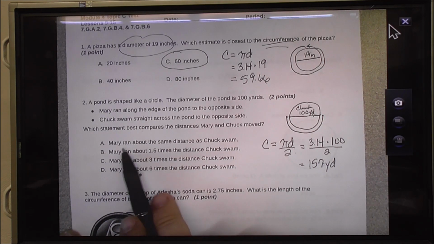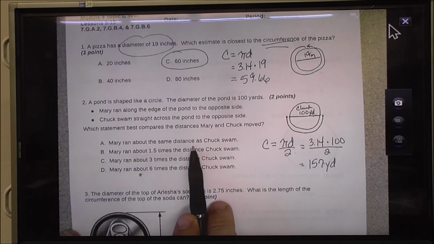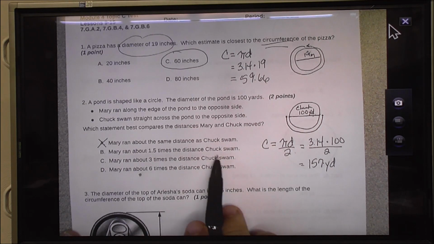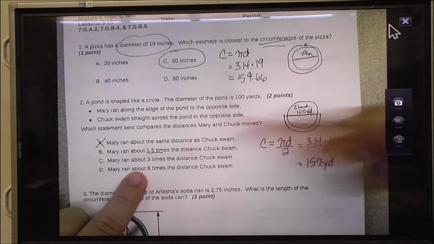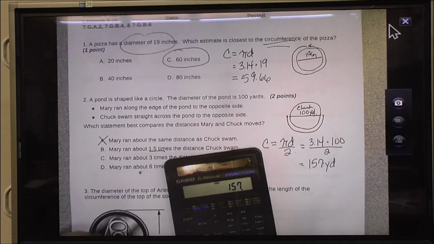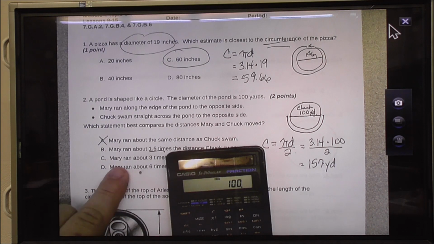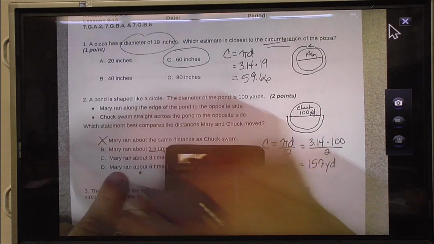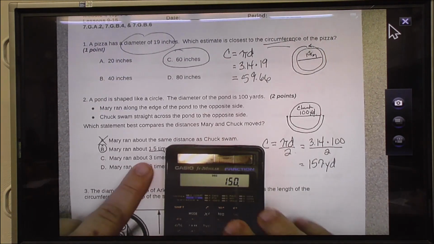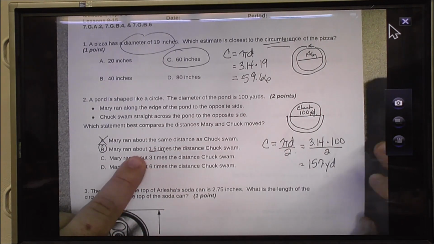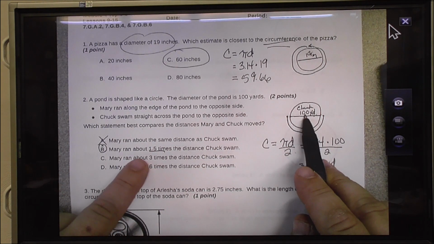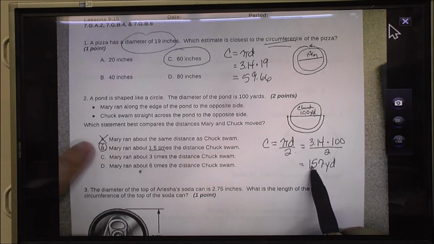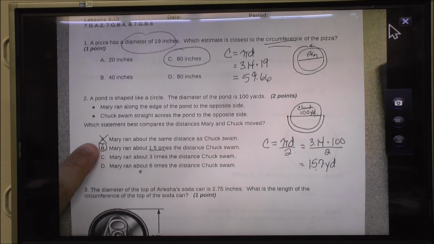But the question says, did Mary run the same distance as Chuck? No. Did she swim about 1.5 times the distance Chuck swam? Yes. Okay, so 1.5 times. Chuck went 100 yards, times 1.5 would be 150. Is that about what she got? Yes. I'm going to circle that, but I'm going to check the rest too. Did she go 3 times more than Chuck? 100 times 3 is 300. Did she go 300 yards? No. Did she go 600 yards? No. So the only answer has got to be 1.5 times more than Chuck.